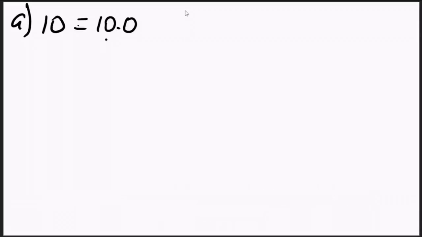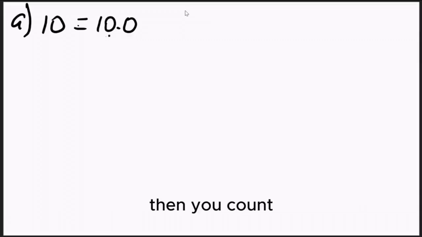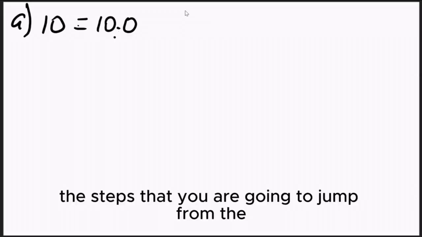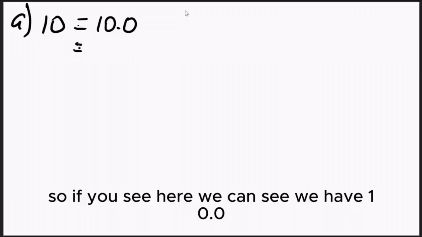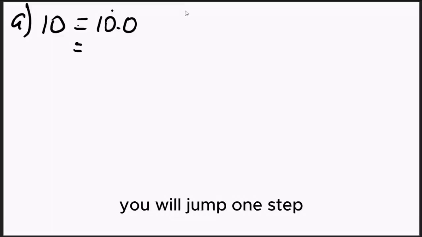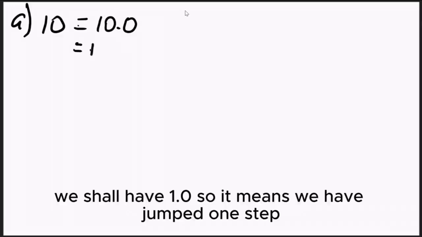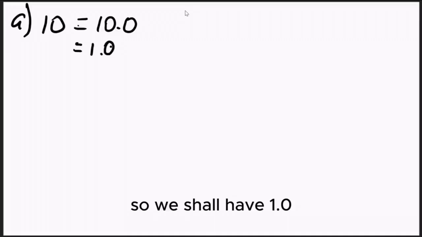So for us to express this in standard form, you must consider the first non-zero number. And the first non-zero number here is 1. Then you count the steps that you are going to jump from the decimal point up to that non-zero number. So if you see here, we have 10.0. If you pick this point and bring it towards the non-zero number, you will jump one step. We shall have 1.0. So it means we have jumped one step.